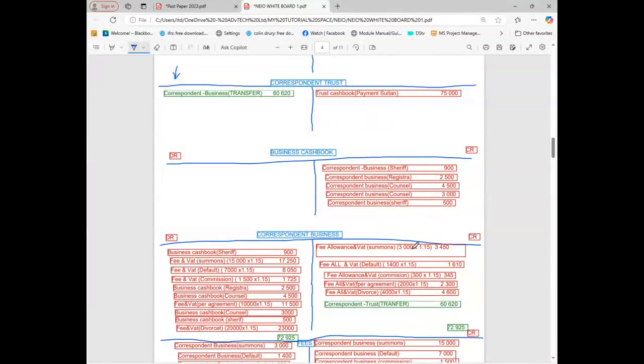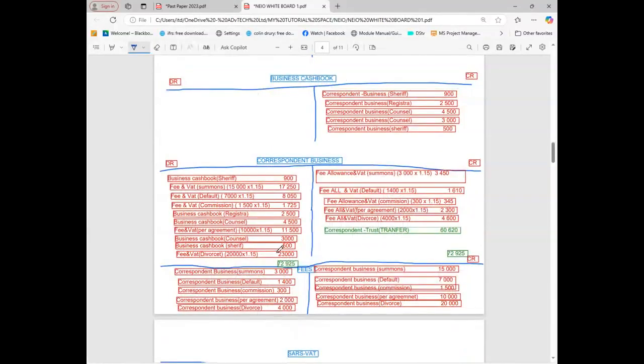Okay. Firstly, this correspondent business shows us the money that we are entitled to after finishing all the assignments. Can you see now? The amount on the debit side is what belongs to us. But we must first take out what belongs to other people. So we gave allowance to the instructing attorney. Our money was supposed to be 72,925. It can't be this anymore because we must first minus this. That's why we're left with 60,620.